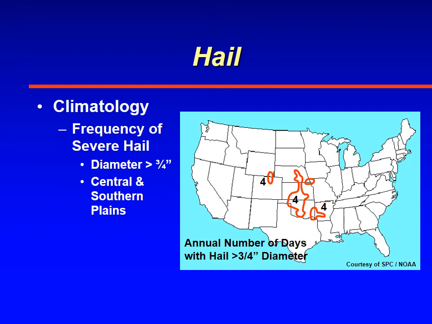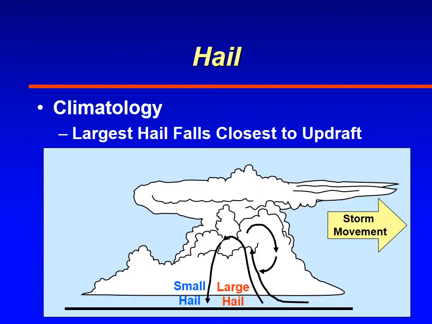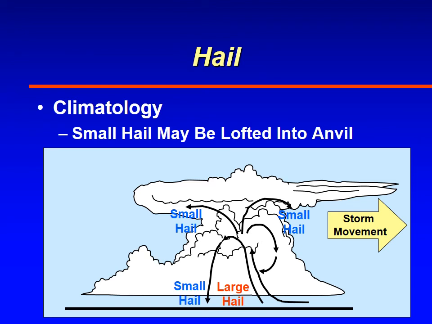But here's large hail, and large hail is typically where you find supercells. This was done for hailstones larger than 3/4 of an inch in diameter. The climatology was done before they changed the classification of a severe thunderstorm. Close to the updraft is where you find the biggest hail. As you get farther away from the strongest updraft, you will find smaller and smaller hail. Small hail may even be lofted into the anvil and may fall out of the anvil.